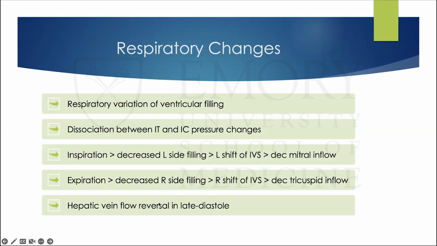blood flow on the right side of your heart, less blood flow on the left side of your heart. Your interventricular septum is going to shift into the LV. You're going to decrease your mitral inflow because of that interventricular septal shift, as well as your intrathoracic pressure is not being transmitted. You're not able to drop your LV diastolic pressure as much, so your diastology is affected in that regard, and vice versa with expiration.